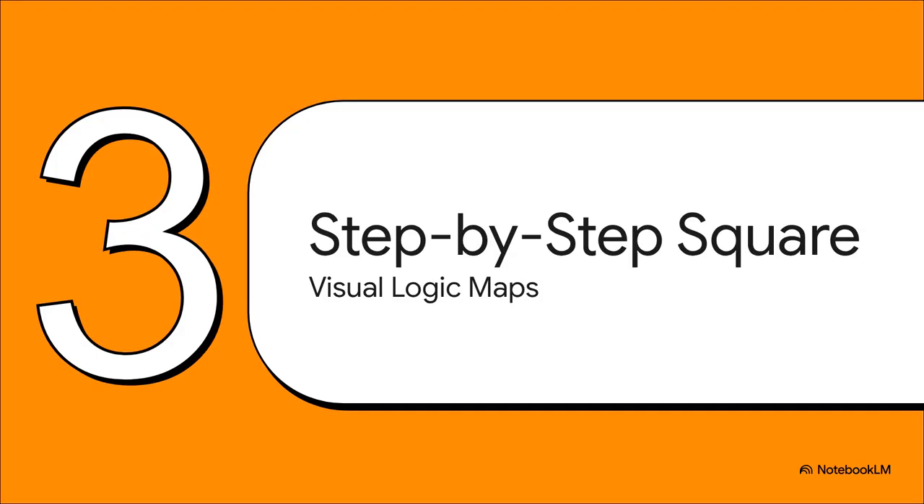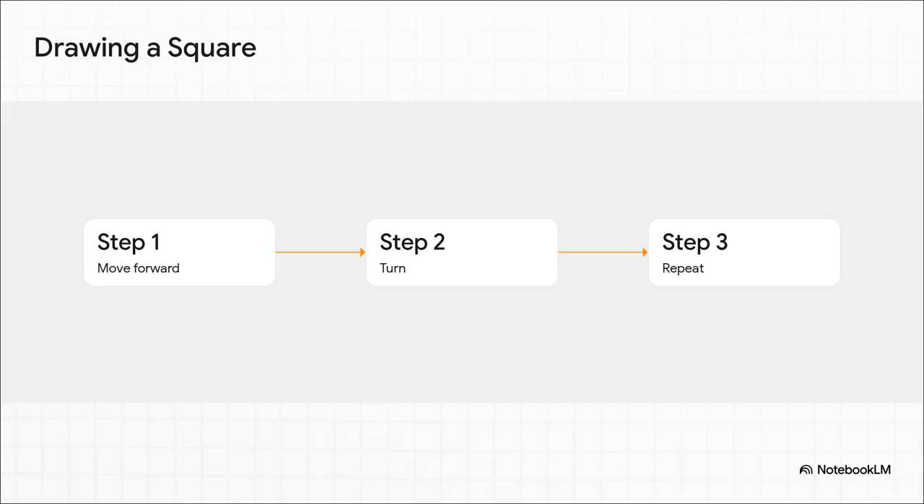Section 3. The step-by-step square. Let's move on and see how this builds. So, imagine a small robot, right? Let's say a turtlebot, and you want it to draw a simple square. You can't just say, hey, draw a square. No way. You must mechanically map out the instructions. Step 1, move forward. Step 2, turn. Step 3, repeat. This rigid, incredibly simple 4-step process is the entire foundation of how that turtlebot navigates physical space.